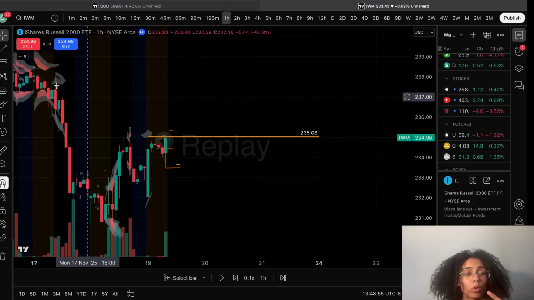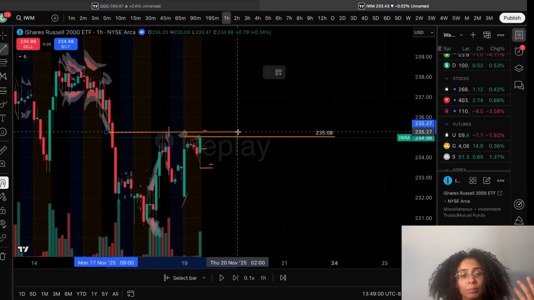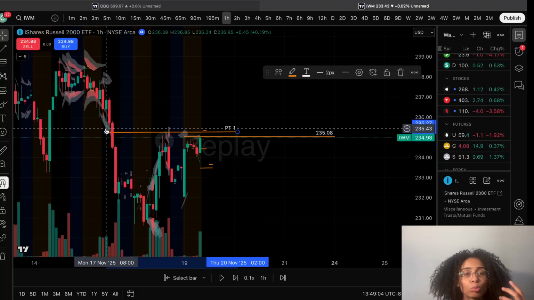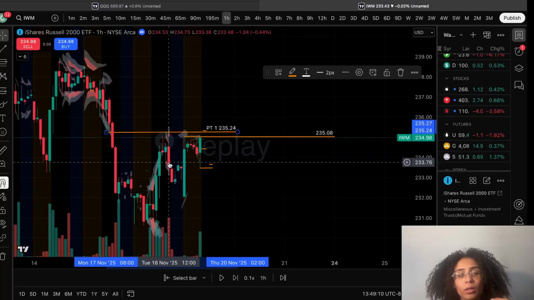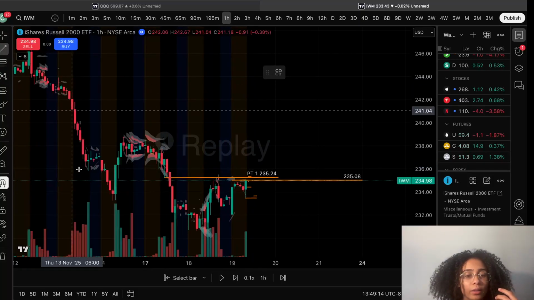My price target 1 is going to be, of course, the nearest wick. So I'm going to go ahead and mark off right here. That's PT1. I'm going to show you how fast and smooth it pushed as well. The low is 235.24. Alright, there we go with that. And let's go to the next one. Let's mark off the next one right over here.